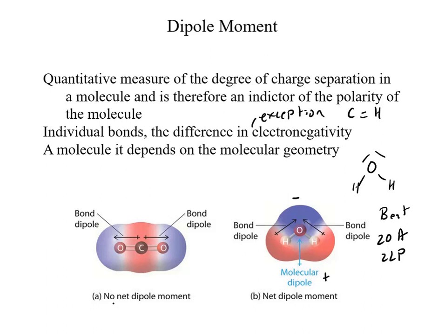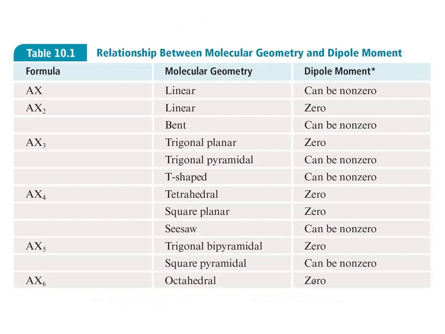Now, for the terms: no net dipole moment, I'm going to call nonpolar. And for a net dipole moment, I'm going to call polar. So I'm going to ask you, is a molecule polar or nonpolar? If it has no net dipole moment, then it's going to be nonpolar. If it has a net dipole moment, it's going to be considered polar. And since it's based on the molecule shape, we can go through here.